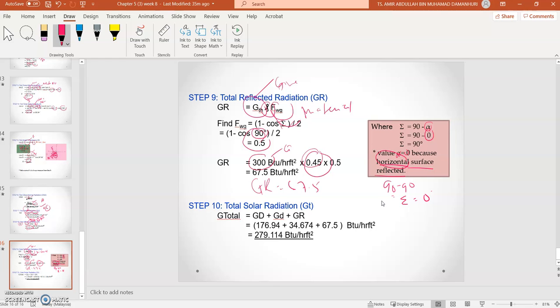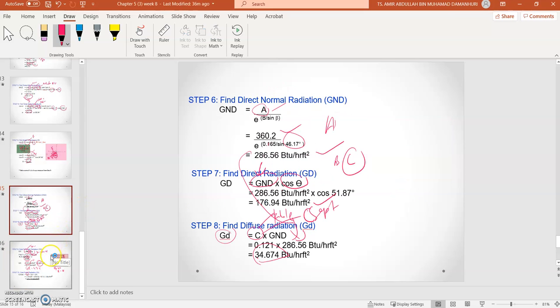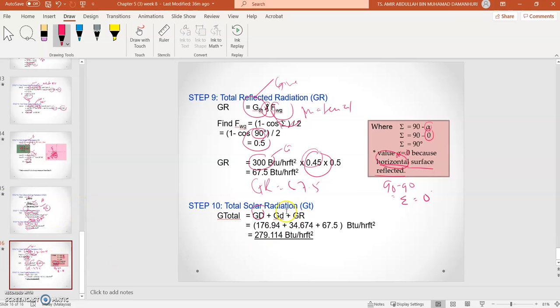So the last one will be the total solar radiation. Since we have calculated the GD, which is the direct radiation, diffuse radiation, and GR is the reflected one, just add all of the values of direct, diffuse, and GR reflected, and you get the answer of total solar radiation, which is 279.114 BTU per hour feet square.